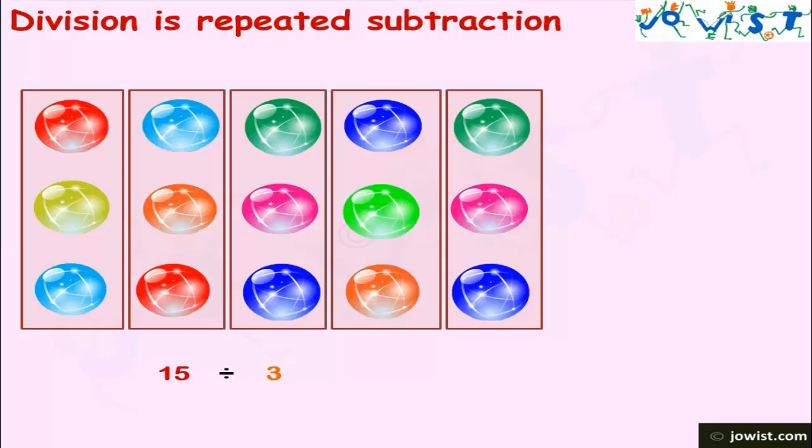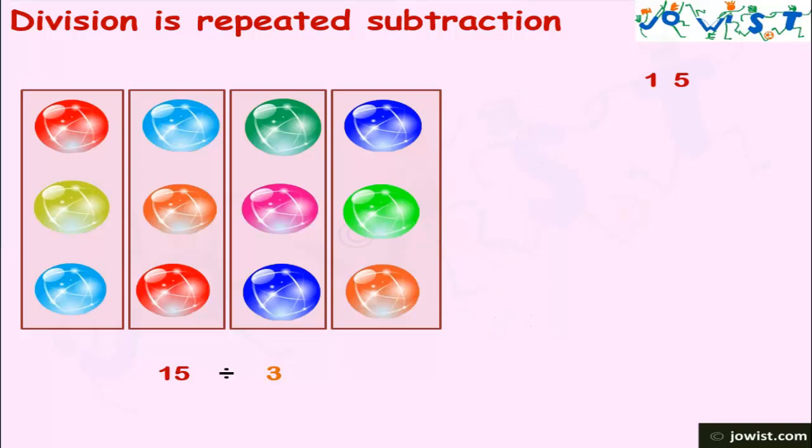Let's start the subtraction. We have a total of 15 marbles in 5 groups. Each group has 3 marbles. Let's take one group away. How many marbles did we take away? Yes, we took away 3 marbles. And how many are left? We will subtract 3 from 15. We get 12 marbles. Therefore, 12 marbles are left.